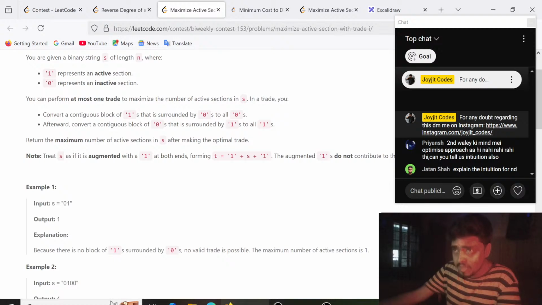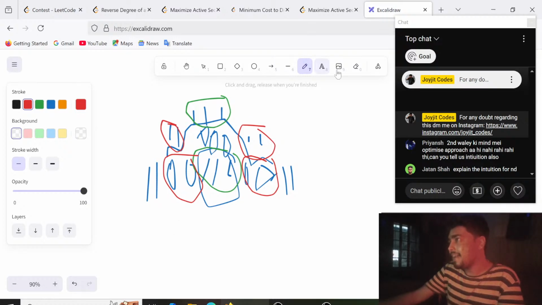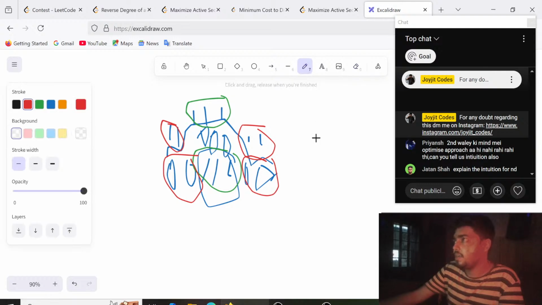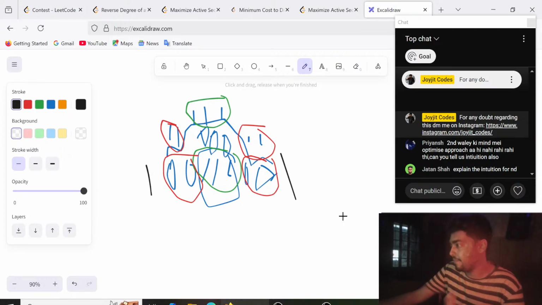One more thing I haven't mentioned yet. Obviously you have to return the maximum number of active sections in S after the optimal trade. So treat S as if it is augmented with 1 at both ends. Which means that even if these ones were not present, we can make it like this, because we have to imagine that there is some imaginary 1 over here. You have to imagine it like that. Now this is a very important thing.